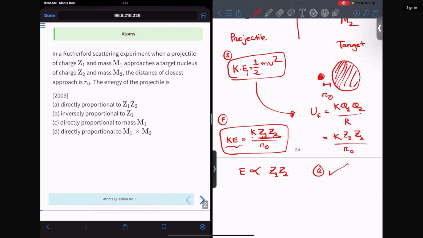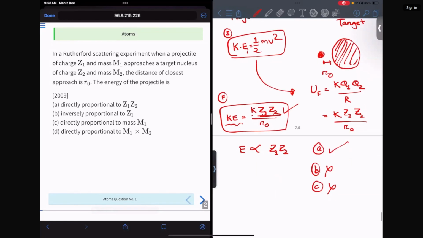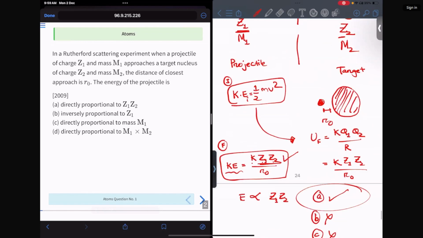So I'll check option B: inversely proportional to Z1. No, it is not inversely proportional. Option C says, is it directly proportional to masses? No. Mass is not even related to this. Is it directly proportional to M1, M2? No. Mass is not related to this. So the answer is option A. It is directly proportional to Z1 and Z2. I hope you understood the question.